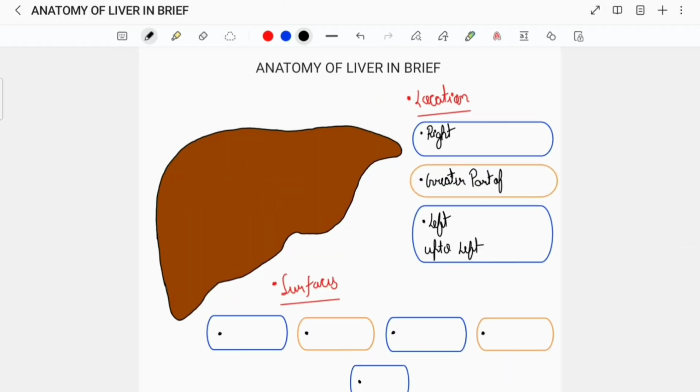Hey everyone, today I'll be talking about anatomy of liver in brief.